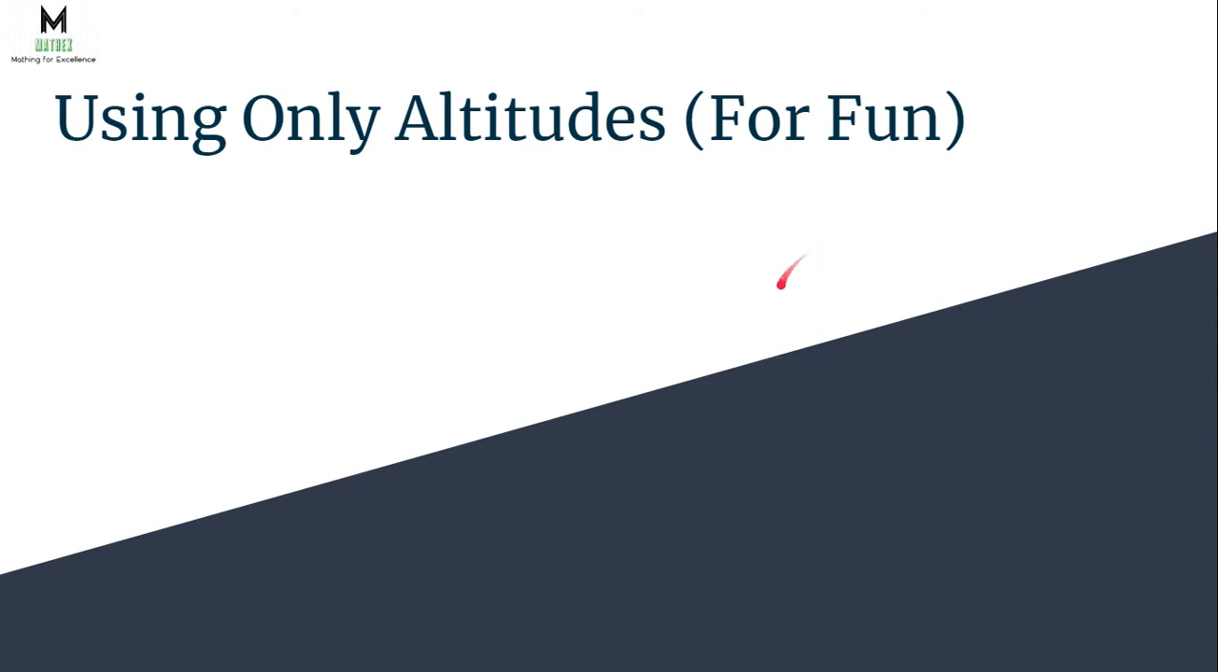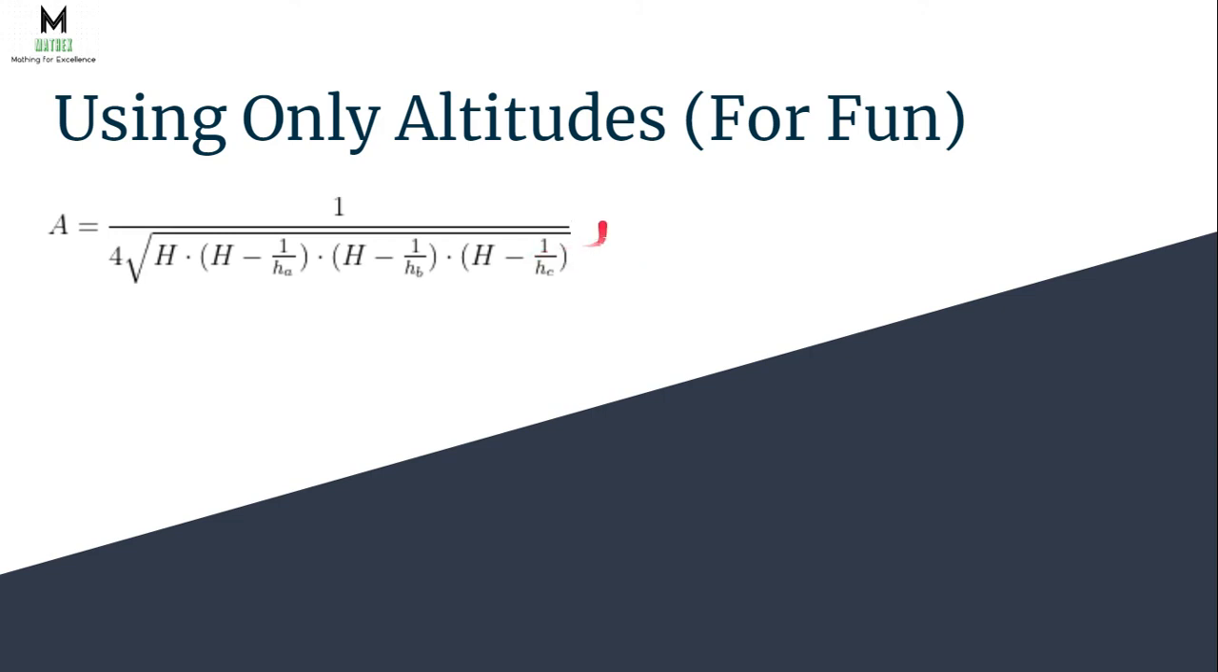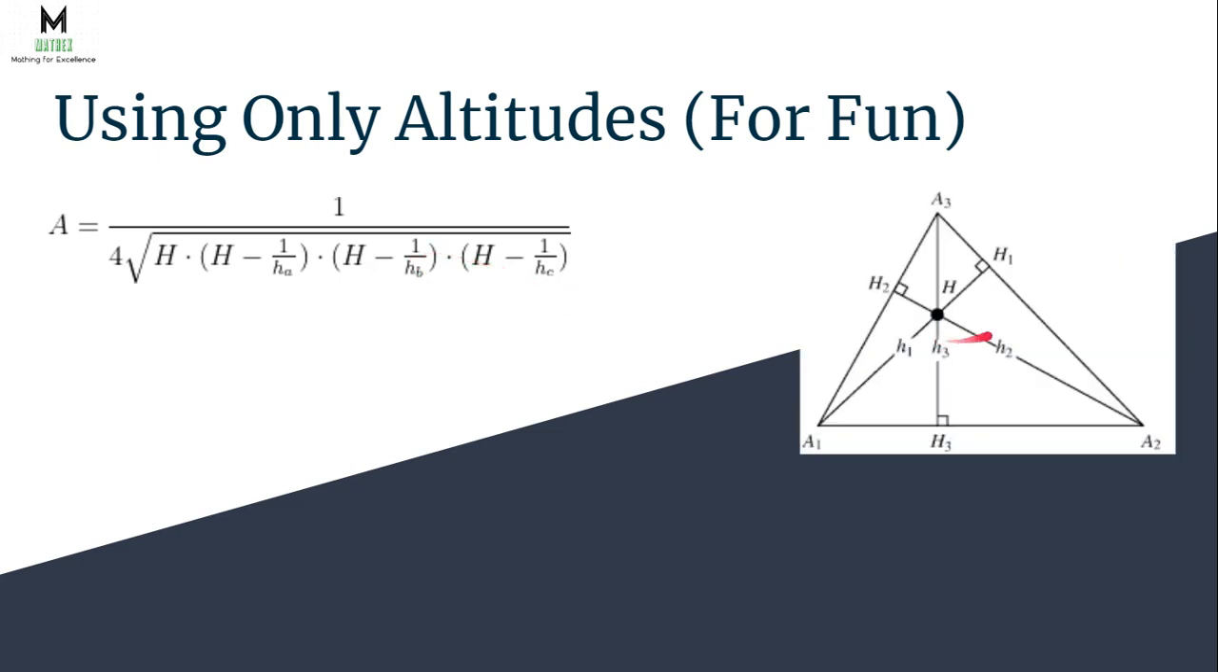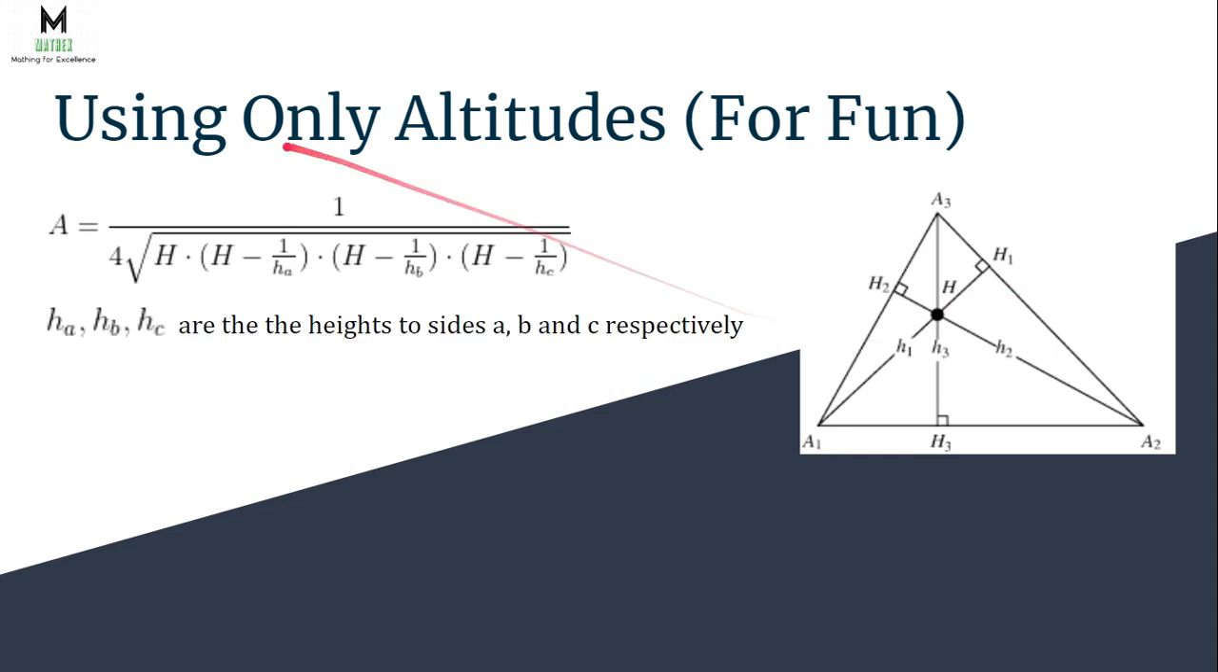So, here it is. It's really long, and there are a lot of components to it. We see that there's a big H, and then there's HA, HB, and HC. So, this is what the diagram will look like. And it's kind of clear. In this formula, HA, HB, and HC just take the place of H1, H2, and H3. They're just heights to respective sides.